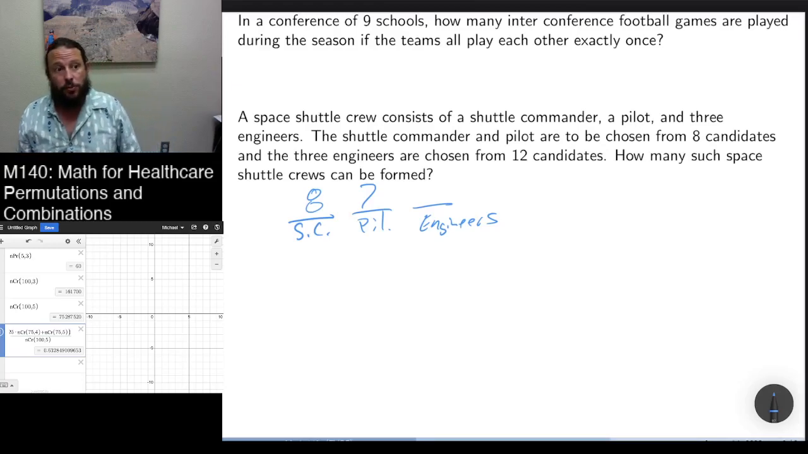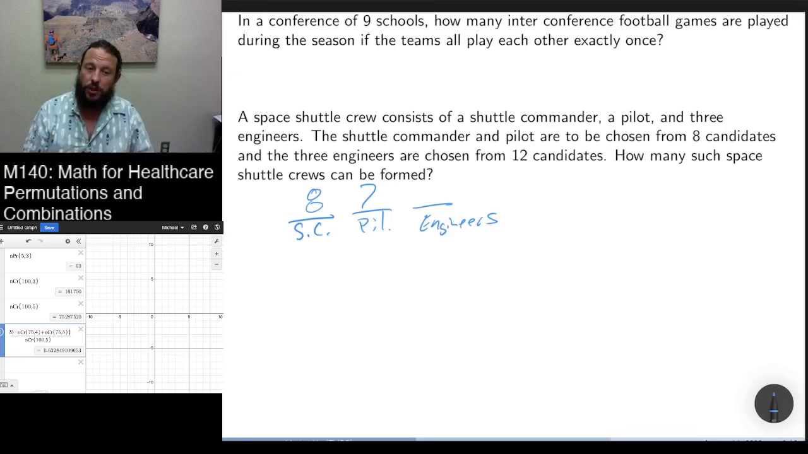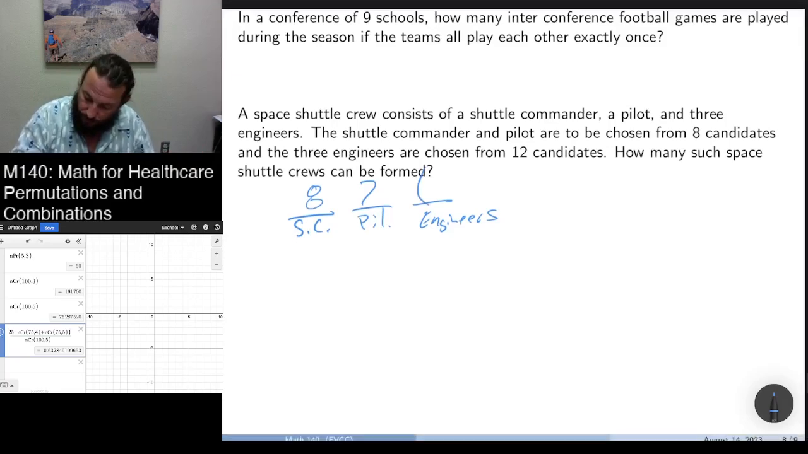Now the engineers, we don't have any kind of gradation on them, right? There's no difference between engineer 1 and engineer 2 in this case. So what are we doing? We are choosing, what do we need here? Three engineers from 12. And so how many such space shuttle crews can be formed?